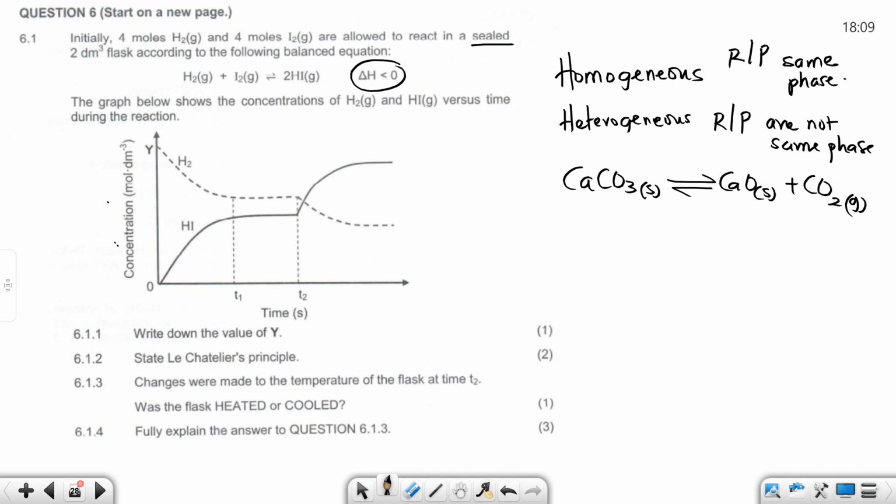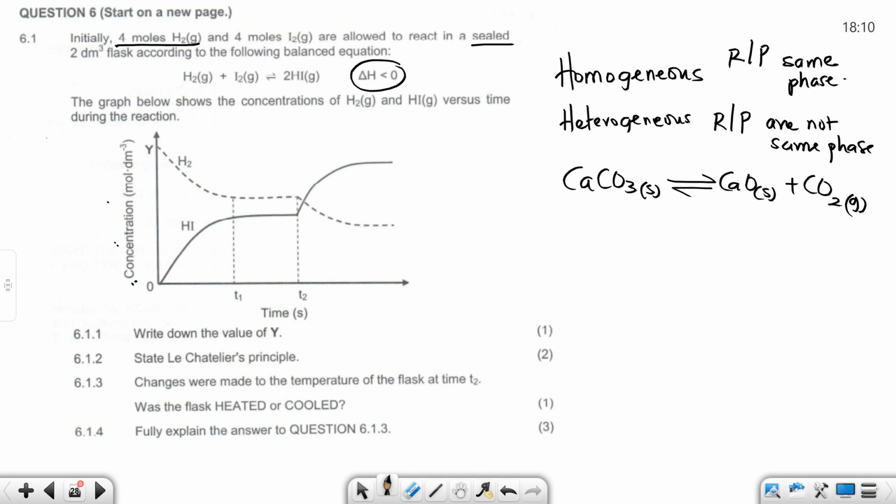Exothermic reaction. Write down the value of Y. What do you think the value of Y would be? You are wrong now. It's not 4. Guys, this is 2 moles. This is concentration. And what do we have? 4 moles. This examiner is clever. This examiner is asking you, do you pay attention to details?